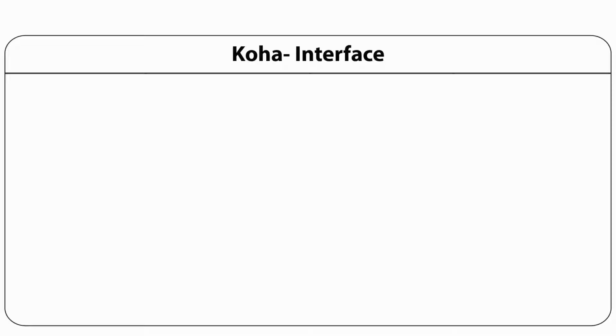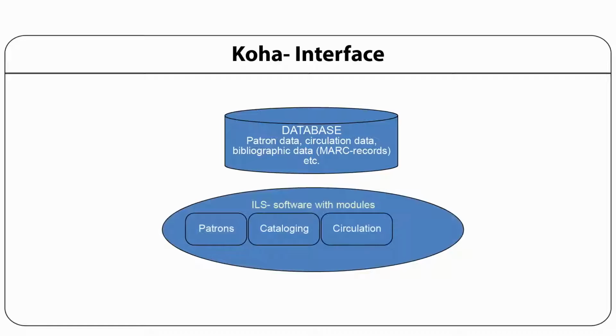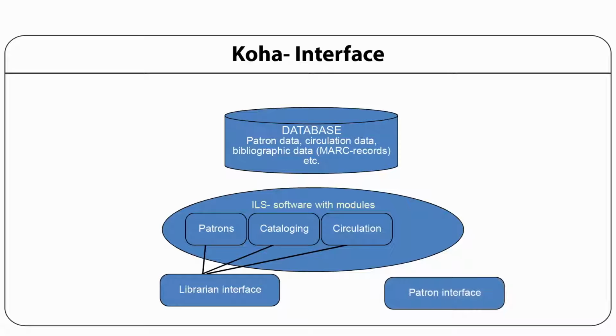The screen shows the interface of the Koha system, in which databases with patron data, circulation data, bibliographic data interact bidirectionally with all the Koha software modules, while the librarian interface interacts with patrons, cataloging and circulation. The patron interface interacts with the OPAC module.